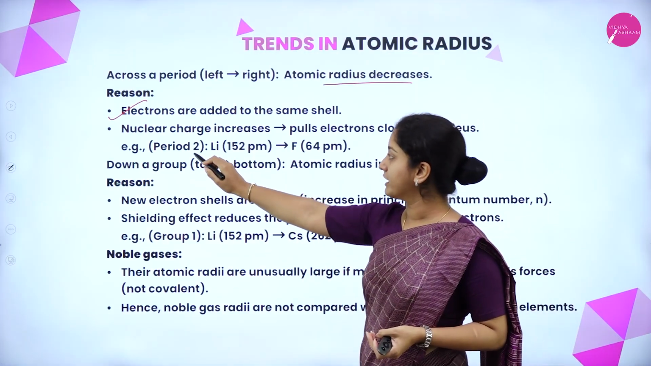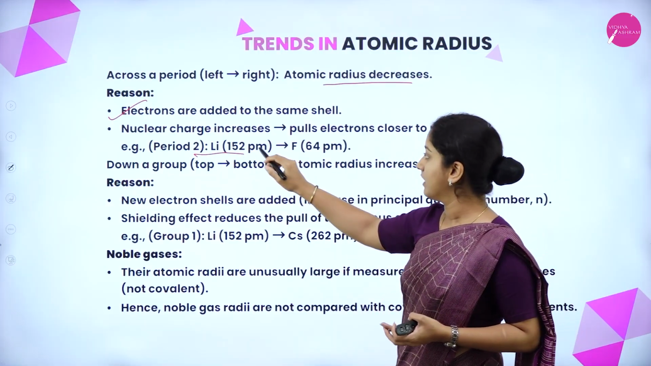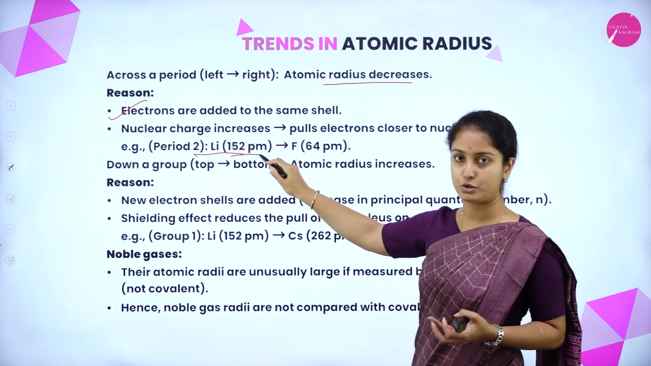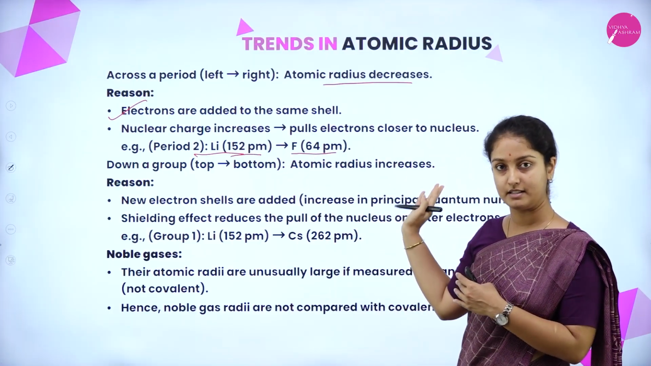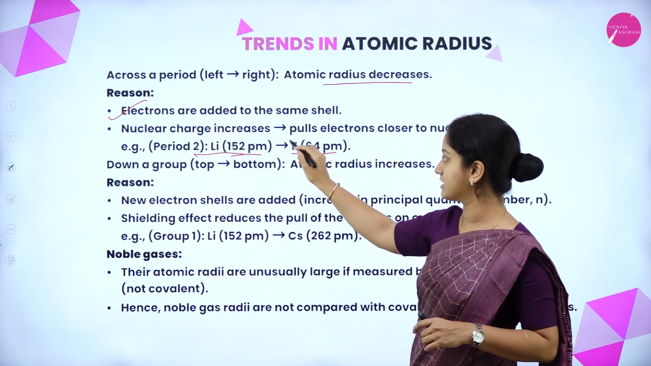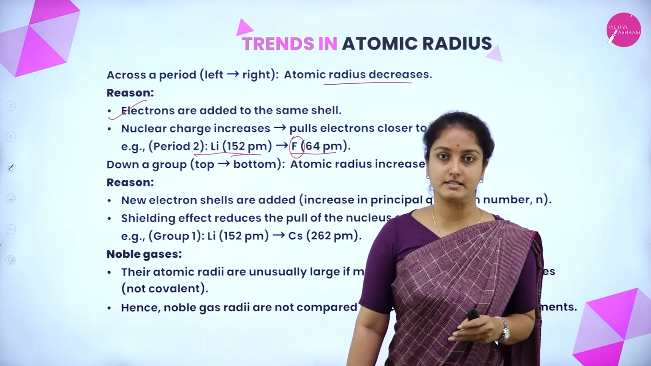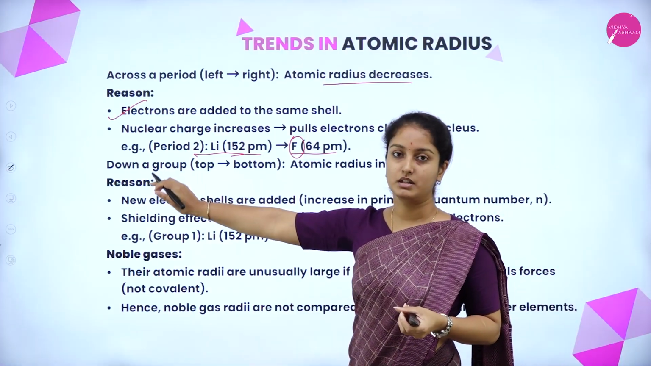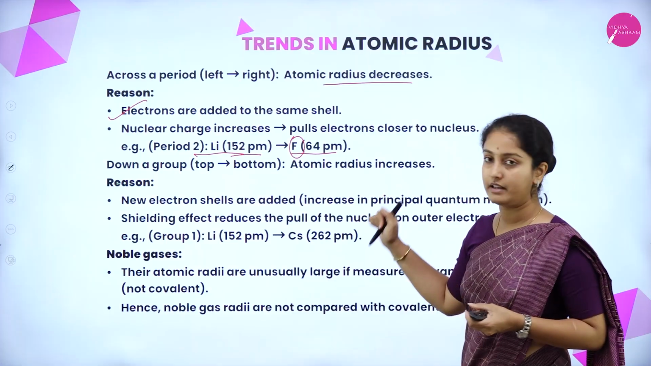For example, in period 2, the one which has lithium on the top, will have the atomic radius 152 picometer. So when it moves towards right side, that is towards fluorine atom, the atomic radius decreases. So what happens to the atomic radius when you go down the group? So atomic radius will increase.